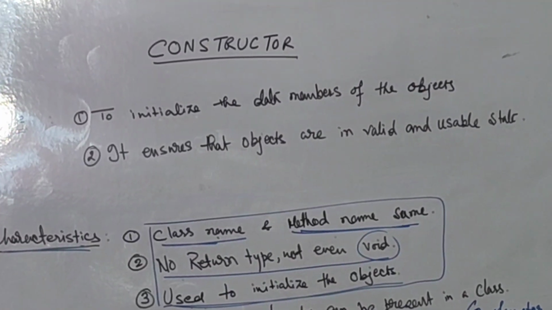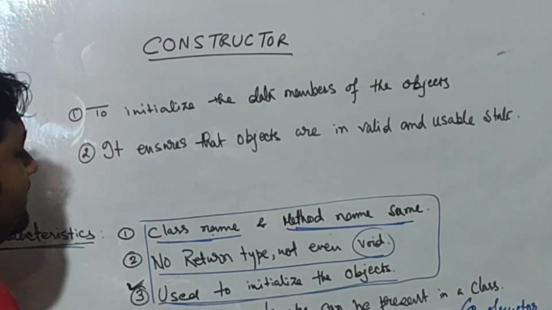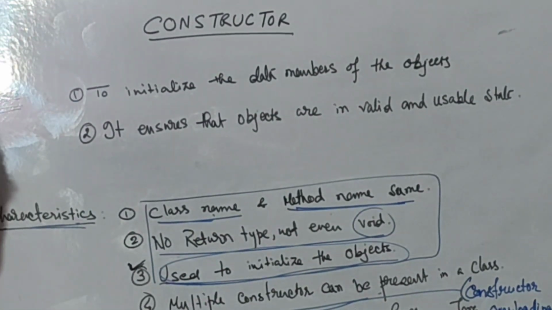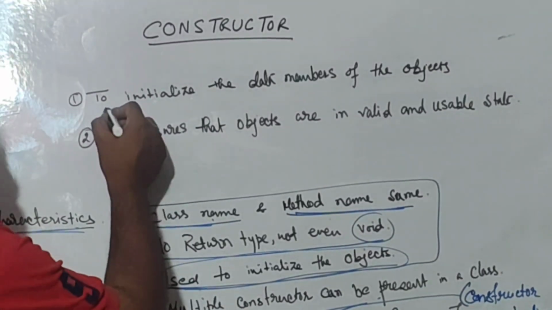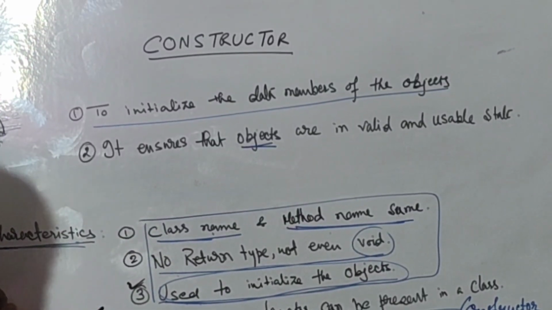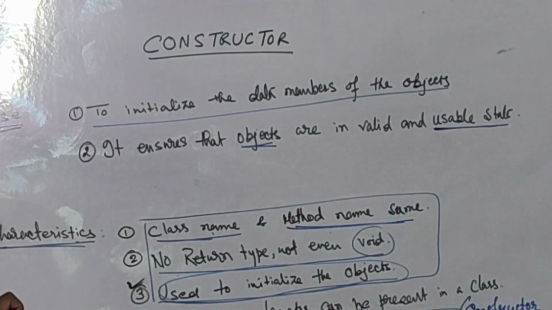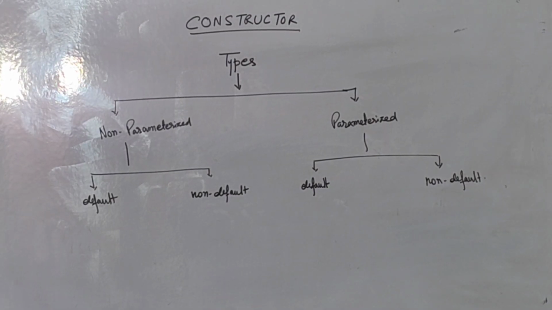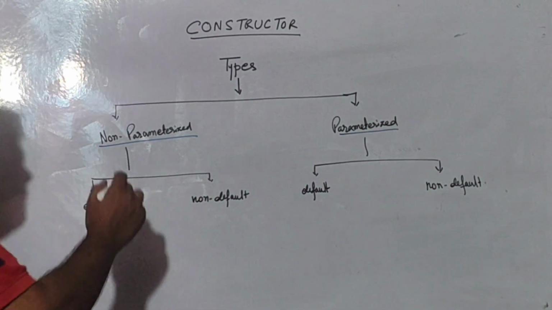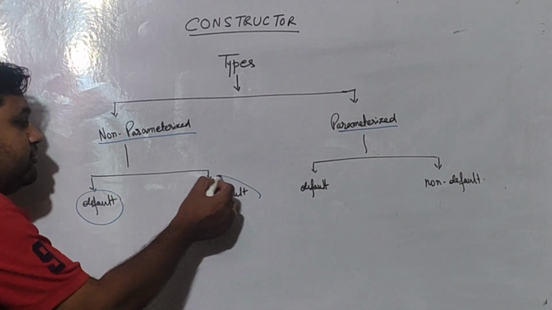Now, what is the use of constructor? Used to initialize the object. This is the use. Feature, characteristics, use. After doing this, my objects are valid because the data members are initialized. Now I can use the object, so my objects are in a usable state. Now the types of constructor. We have basically 2 types of constructor: non-parameterized and parameterized. Now the non-parameterized constructor can be categorized in 2 parts: one is a default constructor and the other is a non-default constructor.